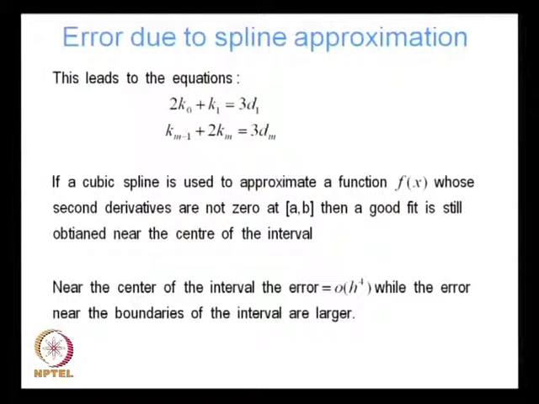The good fit is still obtained at the center of the interval, but towards the end of the interval the errors are somewhat larger, right. Near the center of the interval, the error is of the order of h to the power 4. So you can see the order of accuracy is really high, right. As you reduce the size, the error goes down quartically, while the error near the boundaries is somewhat larger, if the real function doesn't have 0 curvature at the ends of the interval.